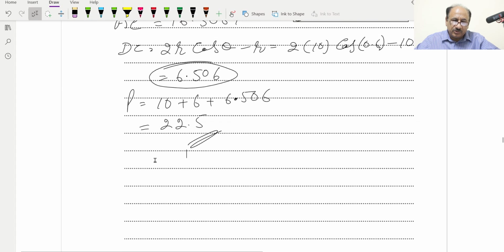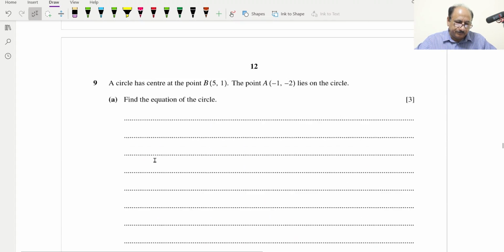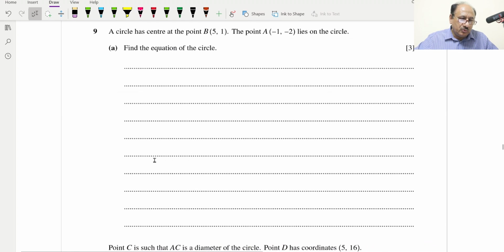Hopefully you understood this question as well. Now we can go through question number 9. Question number 9 says a circle has center at point B, with coordinates 5 and 1, and A has coordinates -1 and -2 on the circle. Find the equation of the circle, and we need the radius R. So radius will be equal to AB.